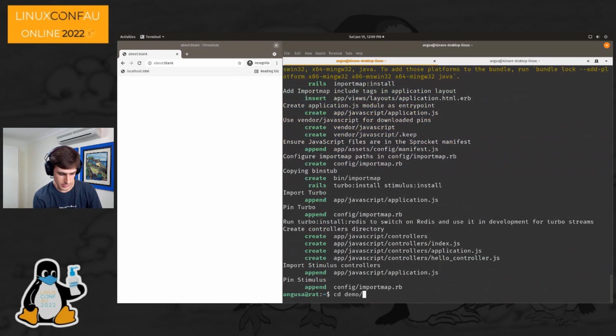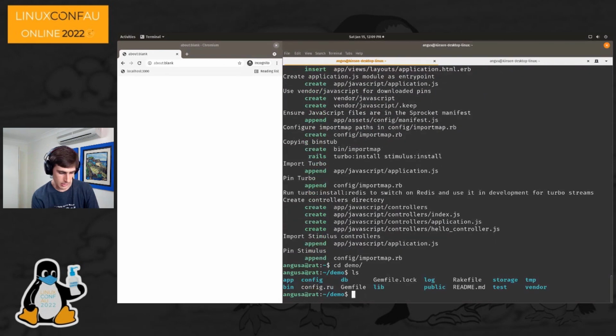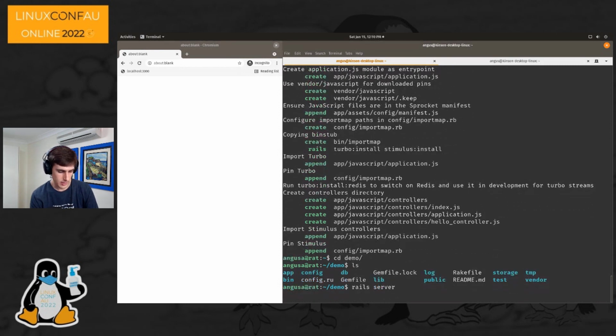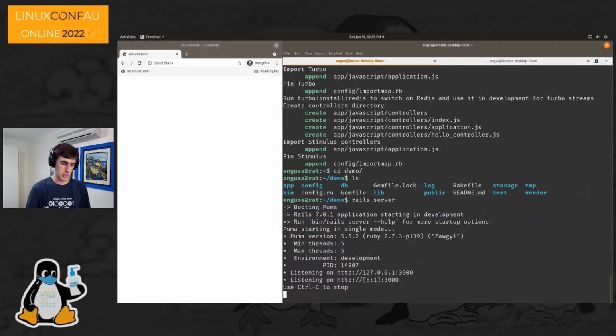And if we cd into the demo directory, we can see we have our basic Rails application as we expect. And if we run Rails server, we can start up a fully functional web server running on MMTk.